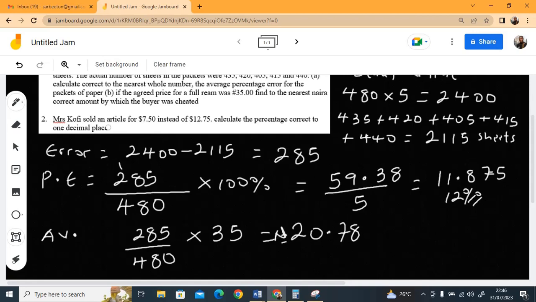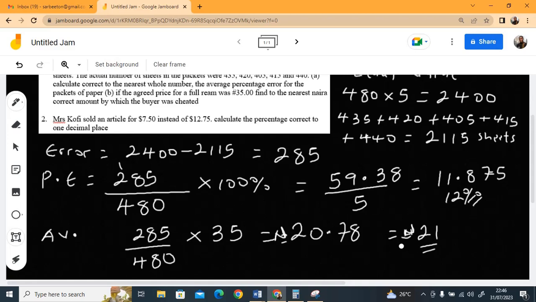20.78 naira. Now it said it should be to the nearest naira. Who can tell the nearest naira? This is up to 5. Make it 1. That is 21. Now this is the importance of the significant figures and decimal places I taught you earlier. So this is how to calculate this first one.